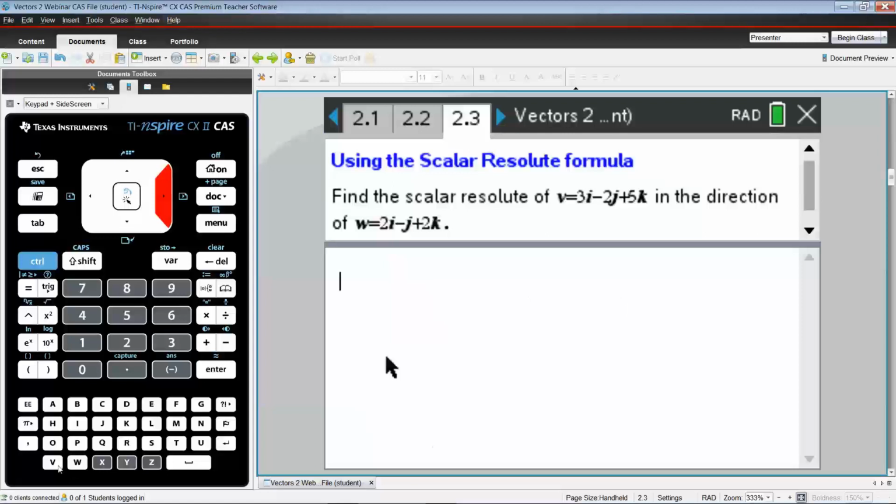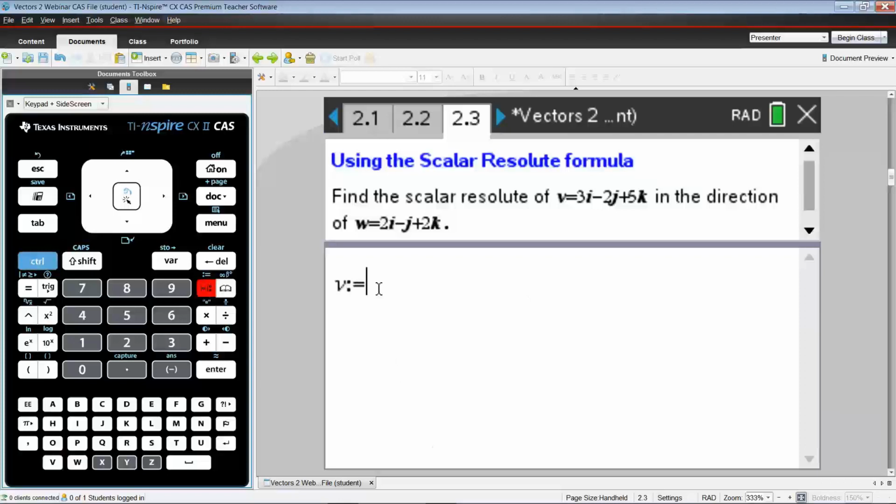So I'm going to define the vector as I did before, which is control and the template button to get the assign to command. So v is assigned to the vector. So you use vectors to define a vector. It's control and open bracket. So I'm going to put the components separated by commas.